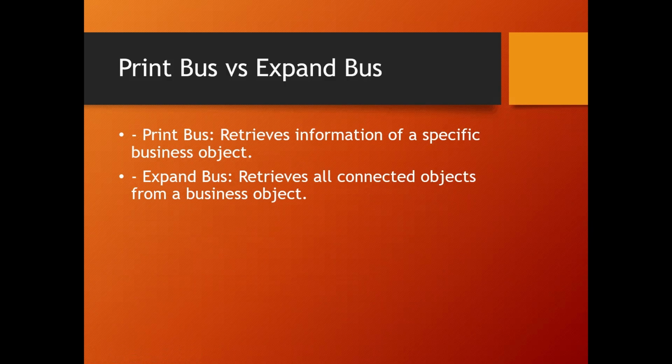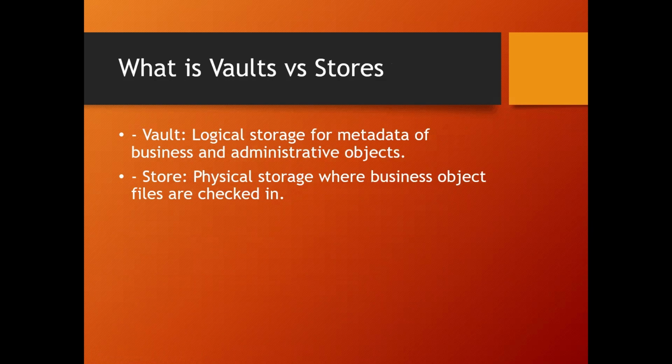Now moving to the next question. What is the difference between vault and stores? Vault stores the metadata information about the business and administrative objects. Business objects have type, name, revision, and administrative objects could be the type, attribute, form, tables. So these are all administrative objects. The metadata of that is stored inside the vault, and it is a logical storage.